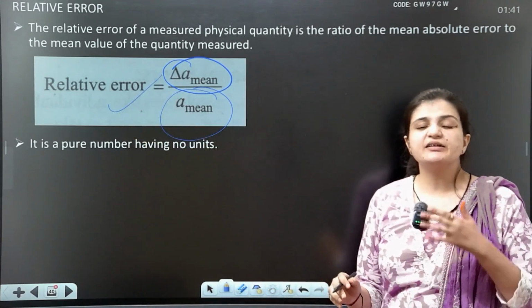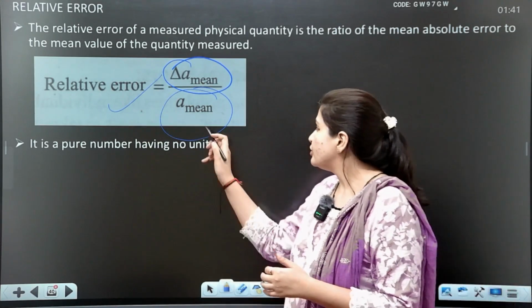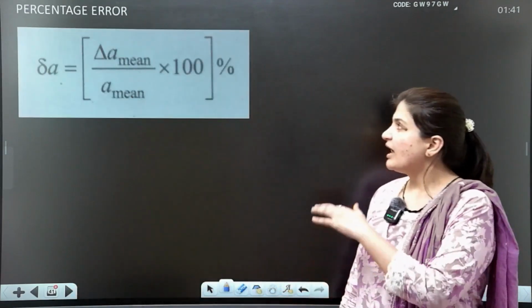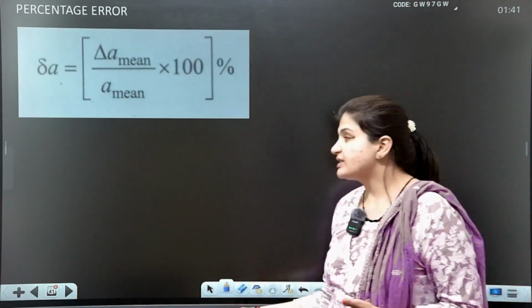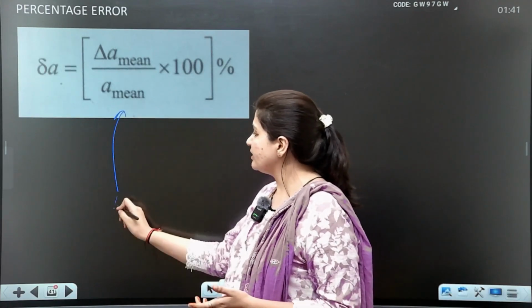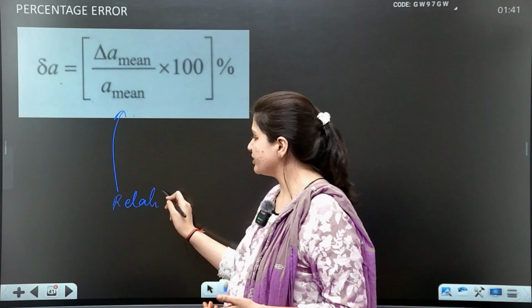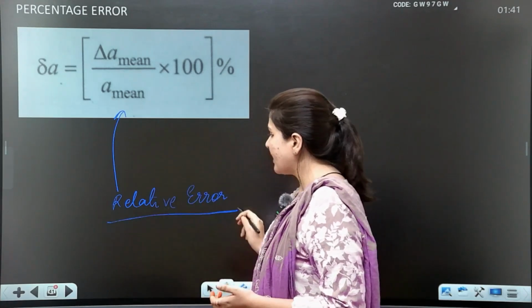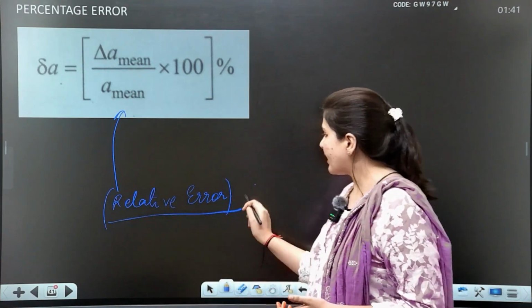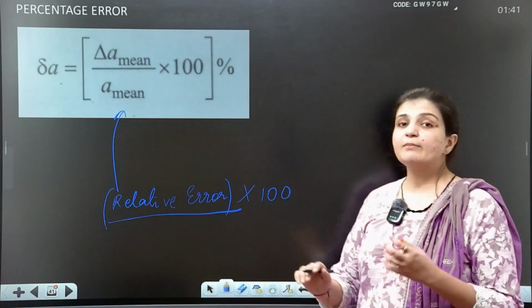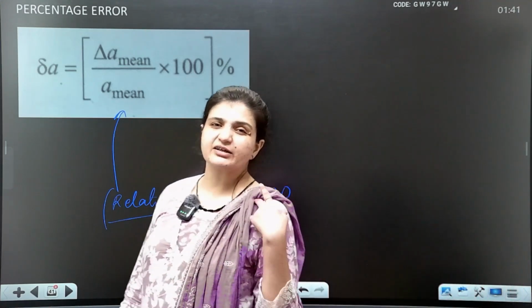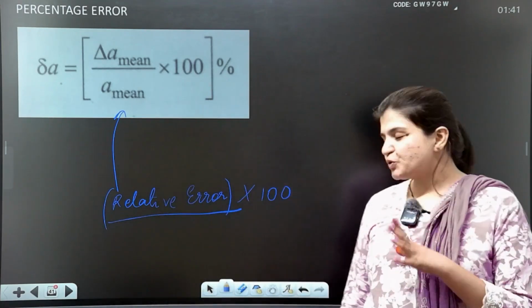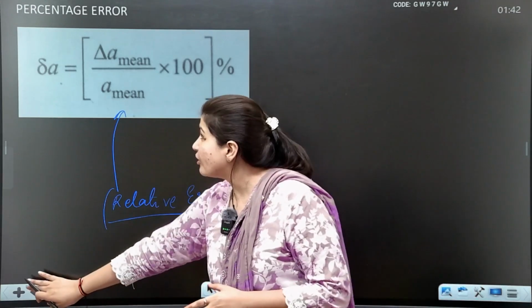So relative error is the change in the mean value relative to the mean value. We will understand this through a numerical. And what is percentage error? When we have the relative error and we multiply it by a factor of 100, that gives us the percentage error. So I hope, students, till here you have got the concept.